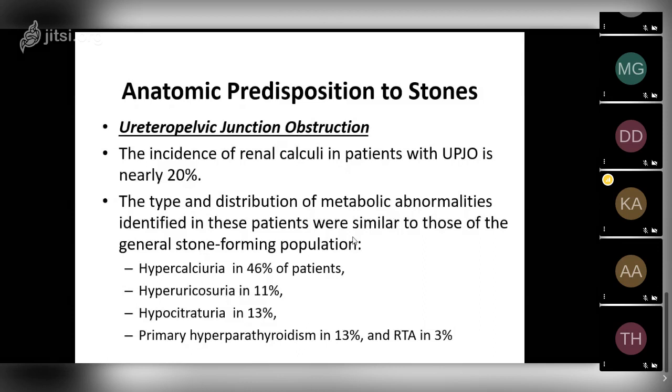46% of patients, hyperuricosuria in 11%, hypocitraturia in 30%, primary hyperparathyroidism in 13%, and renal tubular acidosis in 3%.